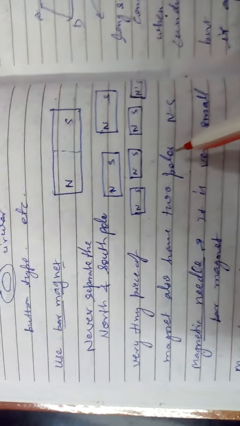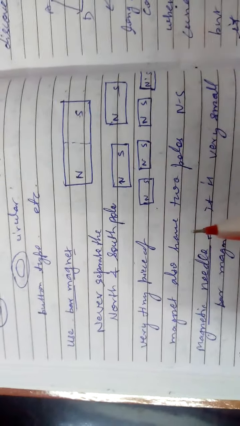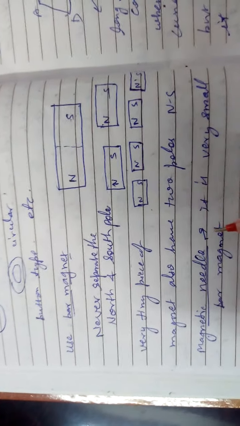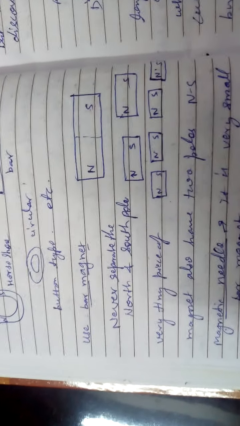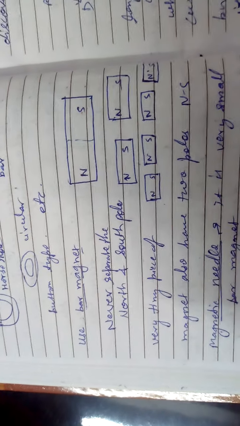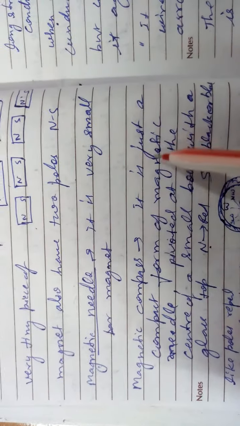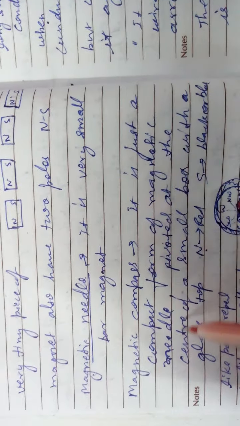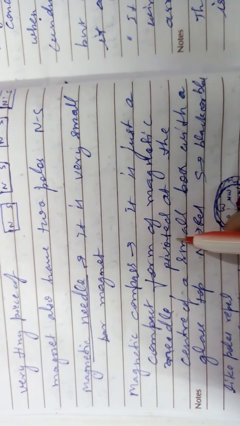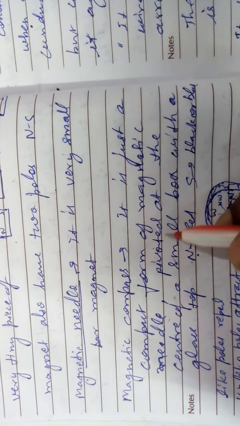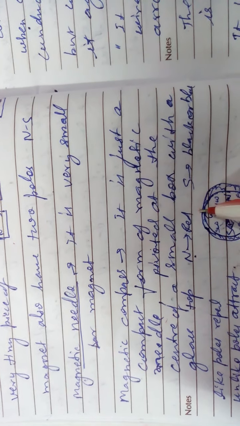And these two poles always settle in the north and south direction when you freely suspend it. So a magnetic needle is a very small bar magnet. A magnetic compass is a device which is just a compact form of the magnetic needle, packed from the surroundings by plastic, with numbering at the base and glass on top.